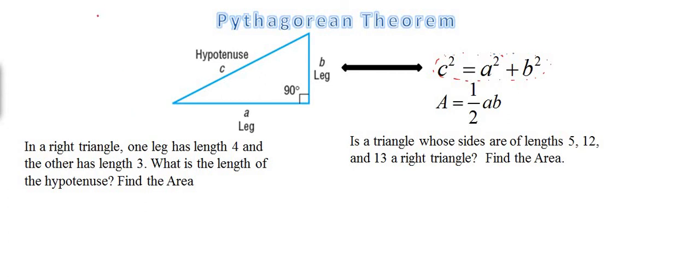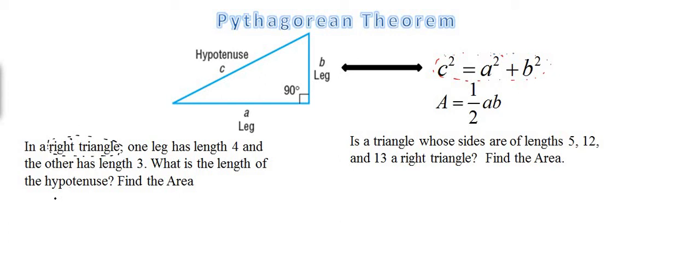Now let's take a look at this example. In a right triangle, one leg has length 4 and the other has length 3. What is the length of the hypotenuse? So from this example we know that it is a right triangle. That means we can apply the Pythagorean theorem. That means we can use c squared equals a squared plus b squared.